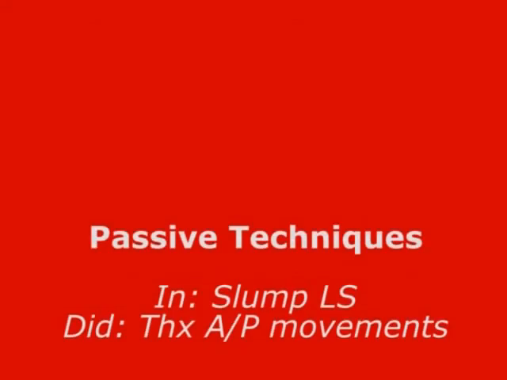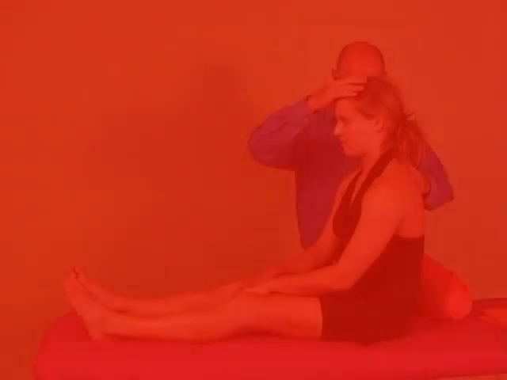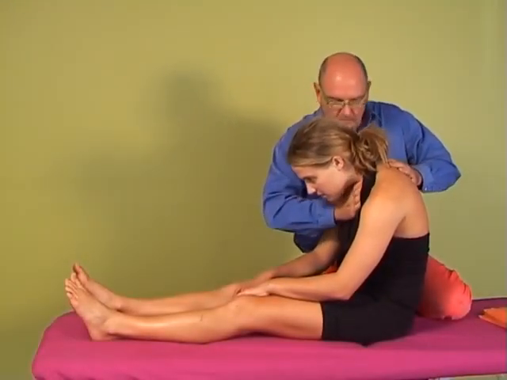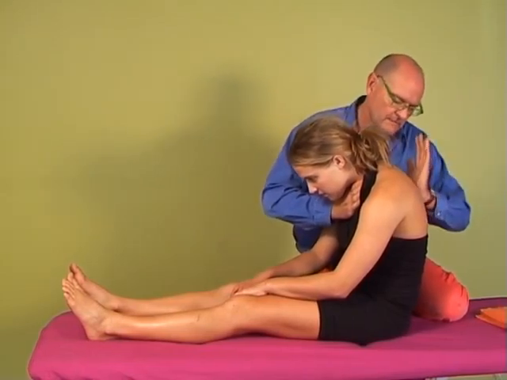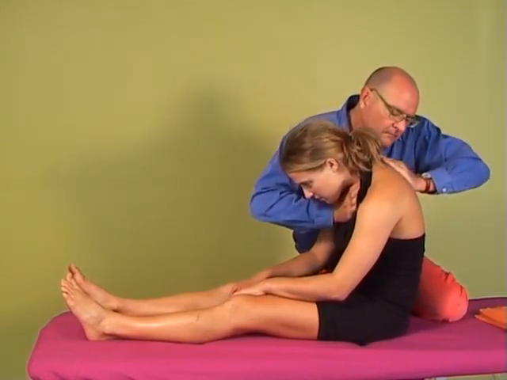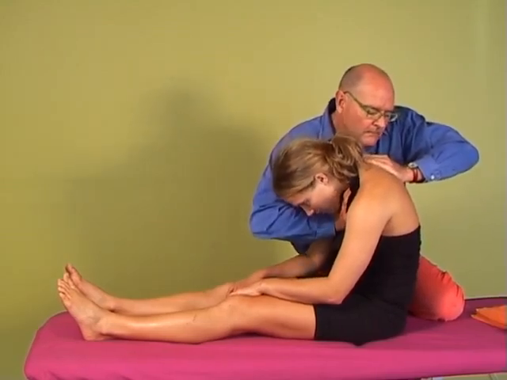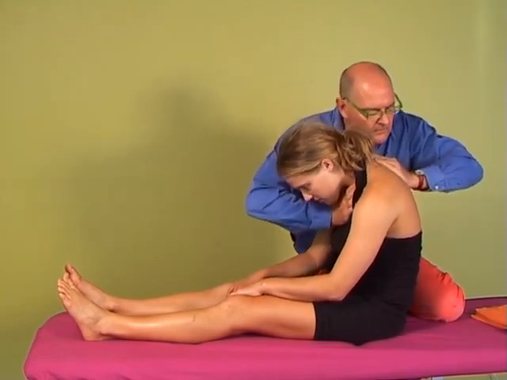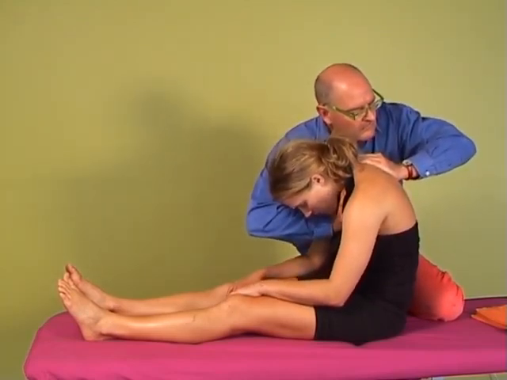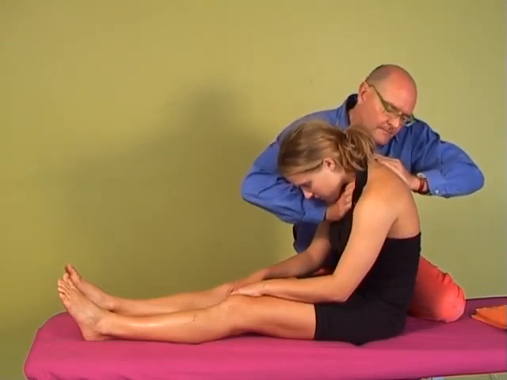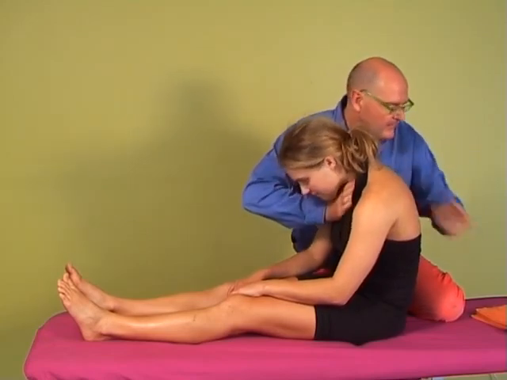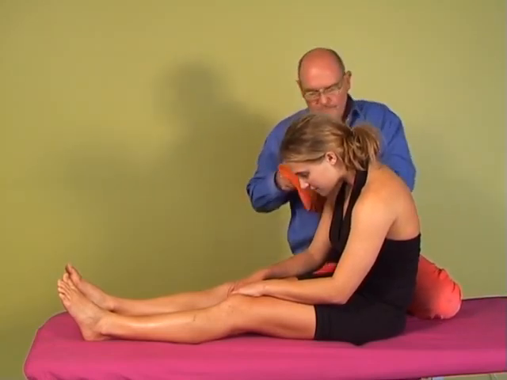Passive techniques in slump long sit, thoracic AP movements. This technique is useful for the flat thorax or even the lordotic upper thoracic spine. Notice here, one hand is on the sternum and my left hand is above the level to be mobilized. Both hands work, creating more spinal flexion in the slump long sit position.